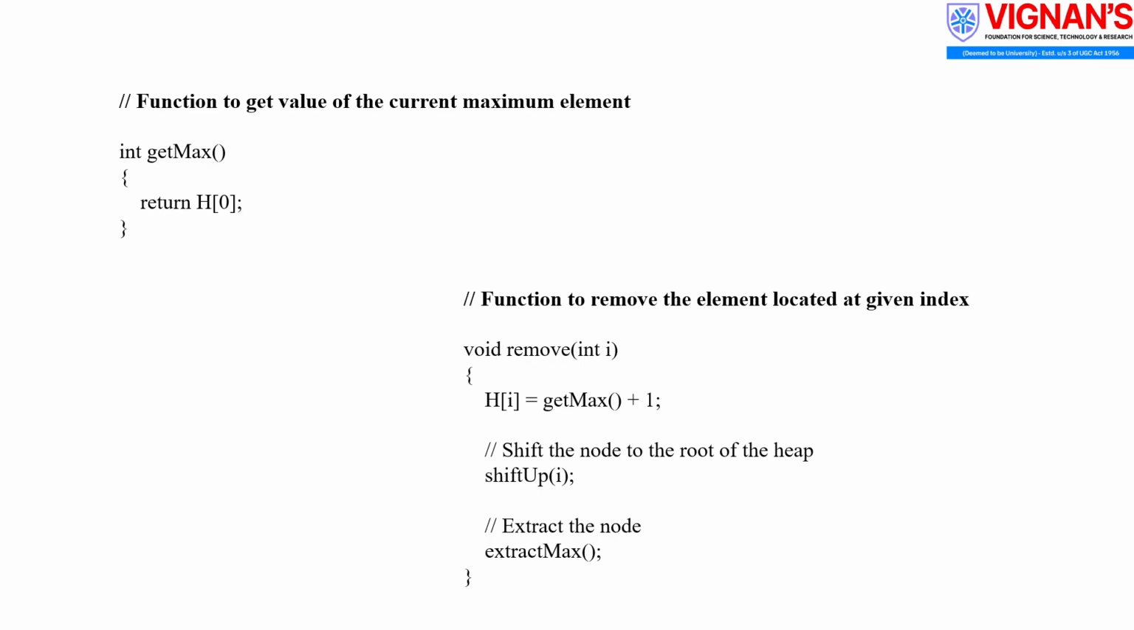Next, the function remove is used to delete an element located at a given index I. To remove this element, its value is first increased to a value greater than the current maximum by setting it to getMax plus 1. This guarantees that the element becomes the maximum in the heap. Then, the shift_up function is called to move this element to the root of the heap. Finally, extract max is called to remove the root element, effectively deleting the desired element from the heap.